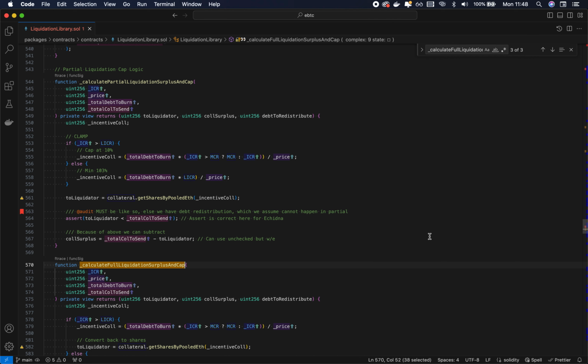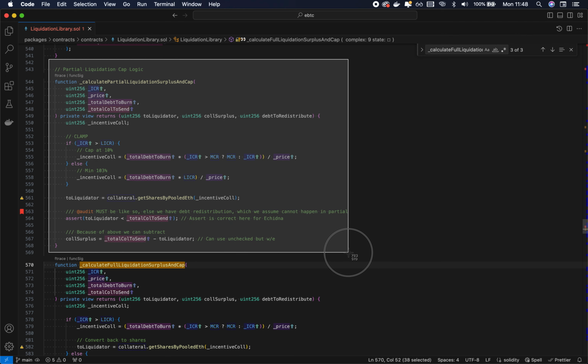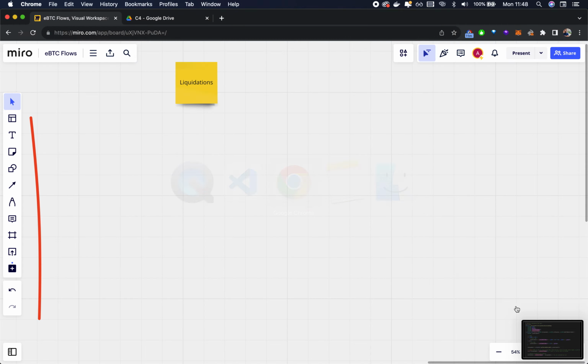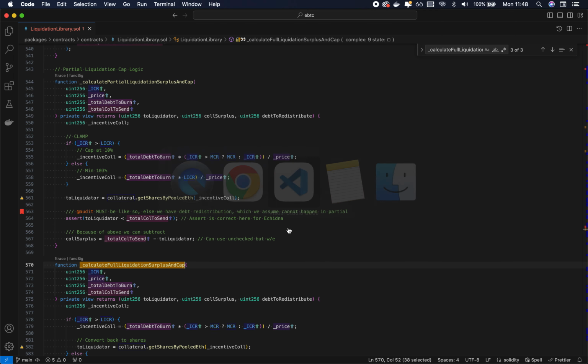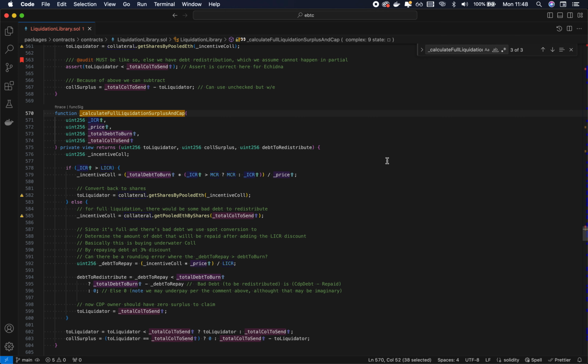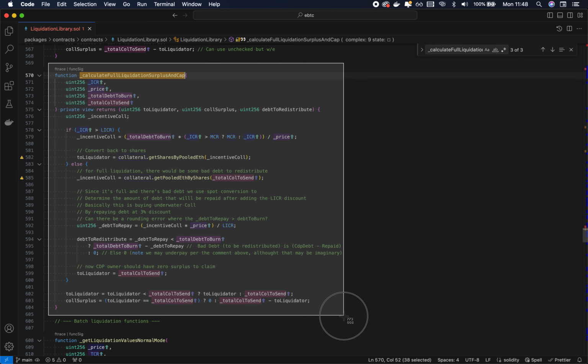Liquidations are actually a lot of code, so it's fairly difficult to adapt to it and to really understand them. But what I want to start with is a foundation of it. And I mentioned this in a different workshop, but the idea behind liquidations is that there are 4 possible states. To really visualize these possible states, you want to look at the calculate partial liquidation, surplus, and cap function, and then you want to look at the alternative function called calculate full liquidation, surplus, and cap.